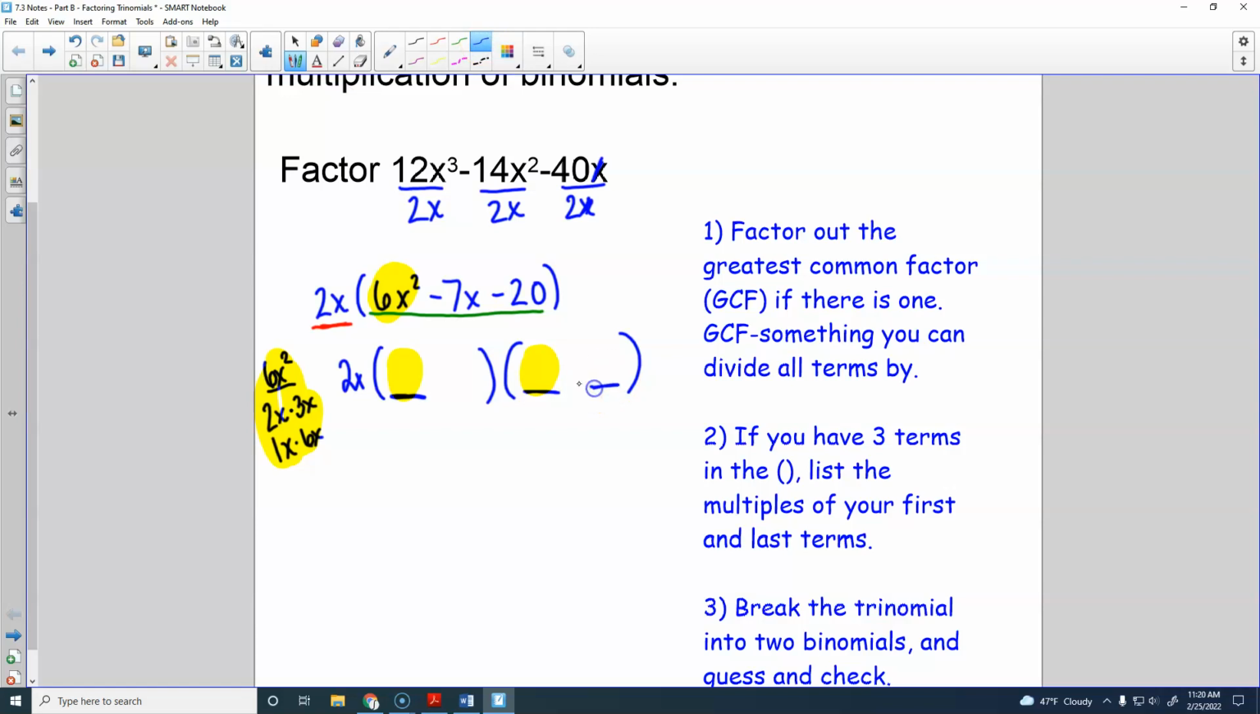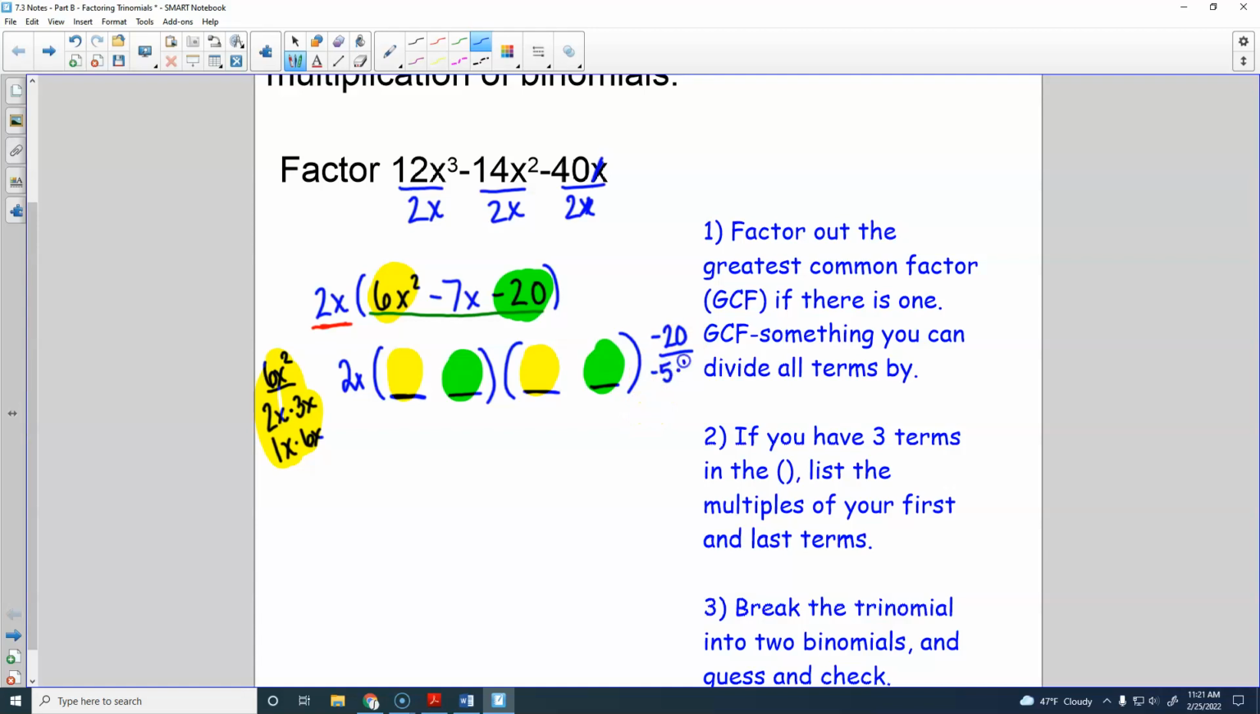I also found out whenever I was working on that worksheet earlier that this number right here times this number right here, the two last terms multiplied together, gave me this last number here. So I need those numbers to multiply to give me negative 20. So I'm going to list all of my factors of negative 20. So what can I multiply to get negative 20?